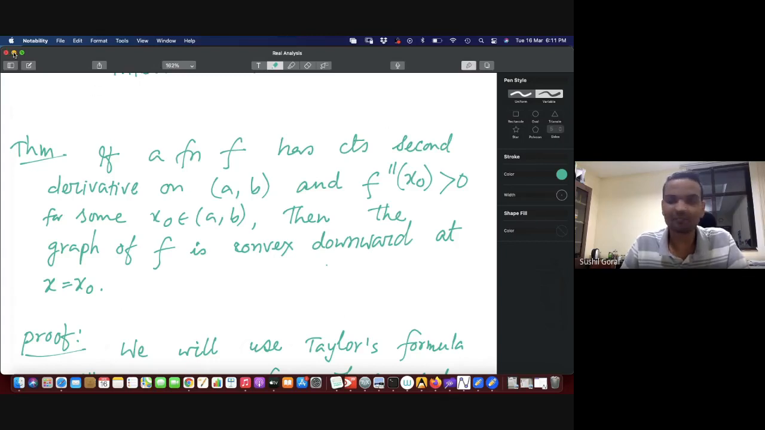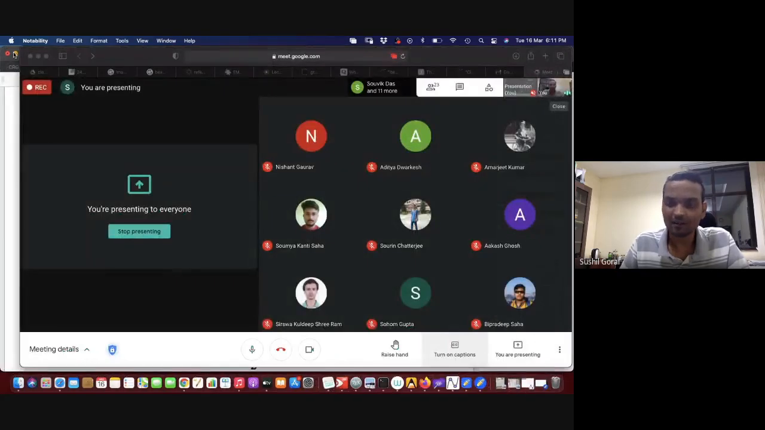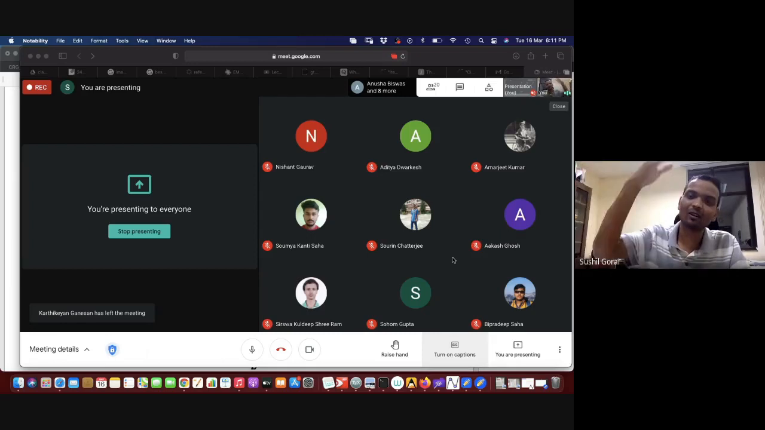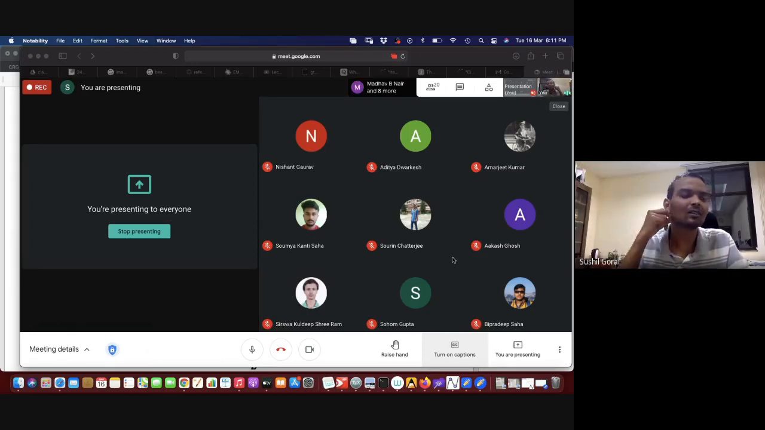So if we have enough differentiability at that point, yeah, that is true. Why don't you check and let me know tomorrow whether this is actually true? What is convex downward? You will see it will be all the time upward, and you have enough differentiability.